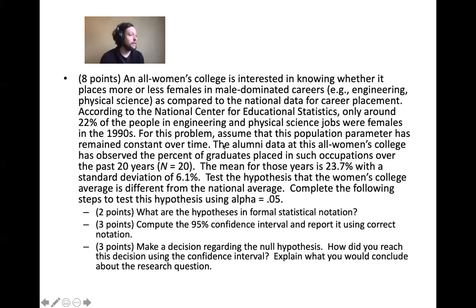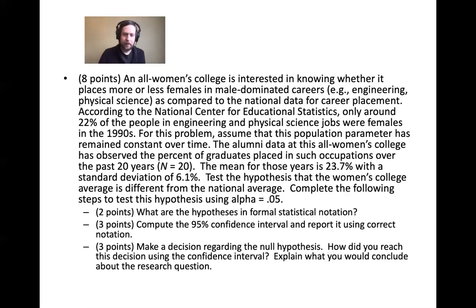I will point out that in this problem, they're giving us our mu, the population mean, but they're not giving us a population standard deviation, which is the reason we have to do the t statistic. If we knew the population standard deviation, we would do z, but we don't, so we're going to do the t statistic instead.